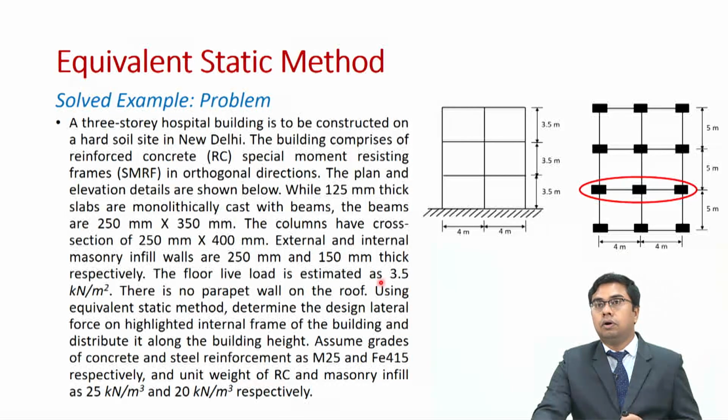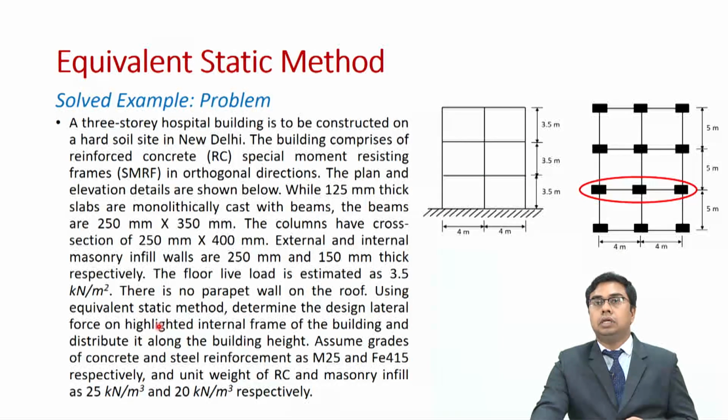The live load on the floors is estimated as 3.5 kilonewton per square meter. Obviously, while calculating the seismic weight, you may ignore the live load on the roof, as per IS 1893 Part 1 2016. You are well aware of that. You can always look into the code as well. Now, let us make some assumptions. We do not have any parapet wall on the roof, which means there is no loading coming from a parapet wall.